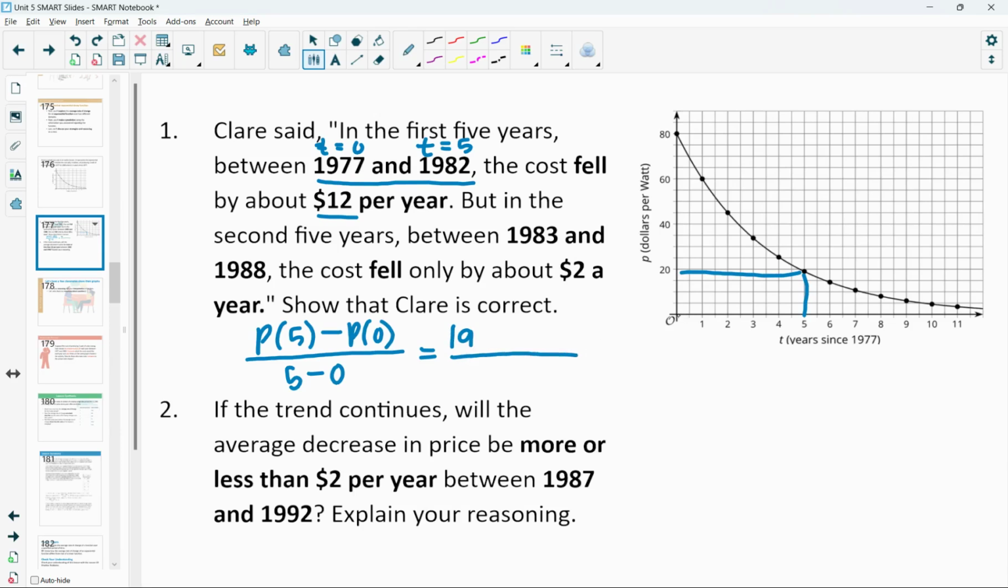And P of 0, so at 0, P is at 80. And then 5 minus 0 is 5. So we'll do 19 minus 80 divided by 5. And we get about negative 12.2, right? So that negative means it's decreasing. And then we do get about 12, like Claire suggested. So that checks out. So we showed that one.